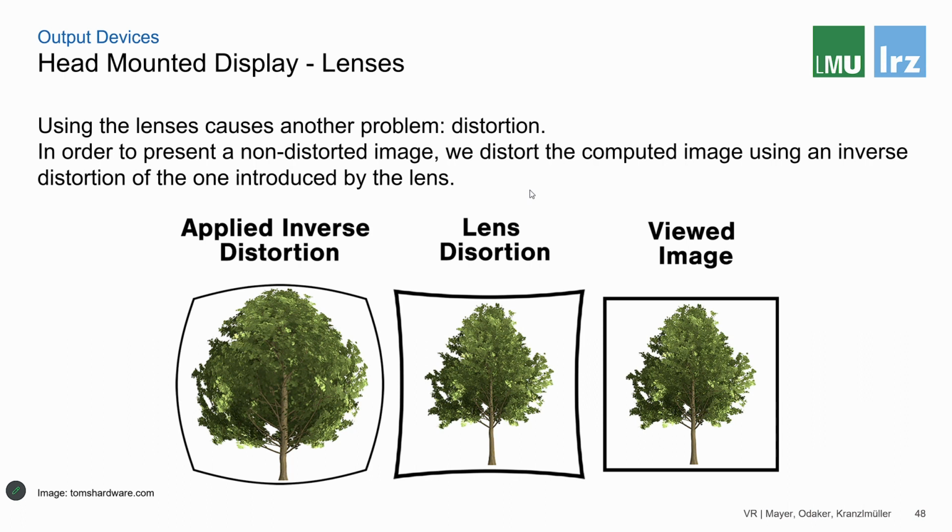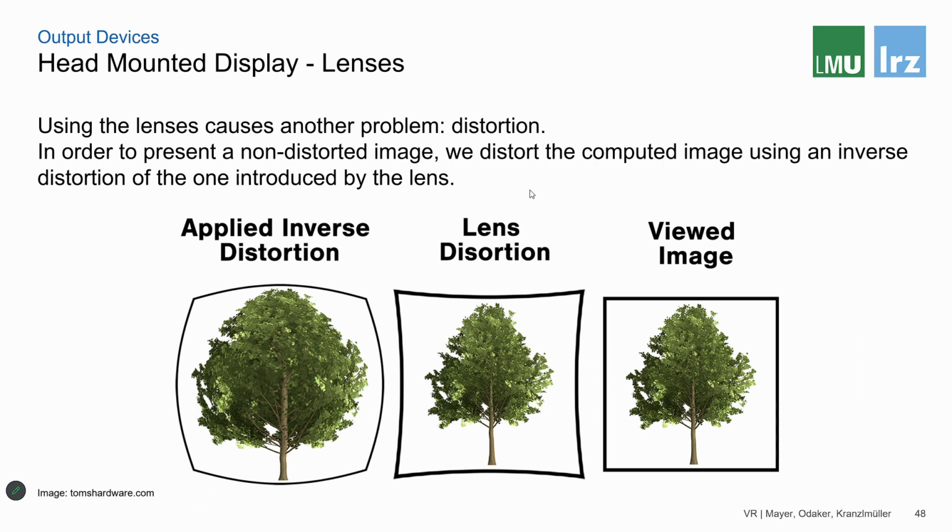And we need to know which type of lenses it uses and which distortion is applied by these lenses. And we then can apply an inverse distortion to the image we render. And then if we look at it through the lens, it's the correct image again.